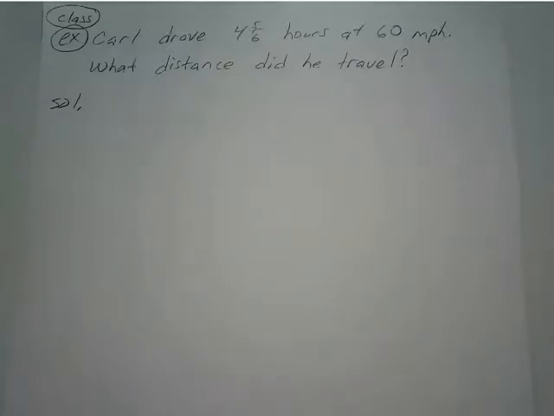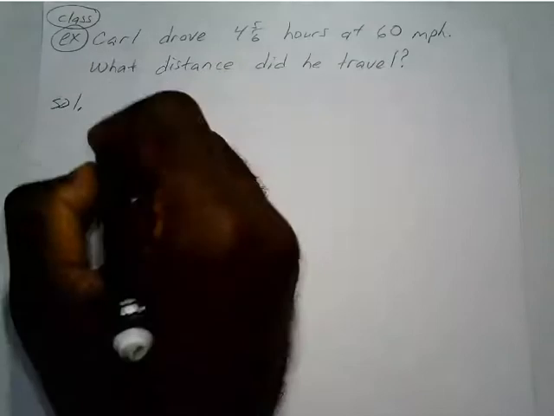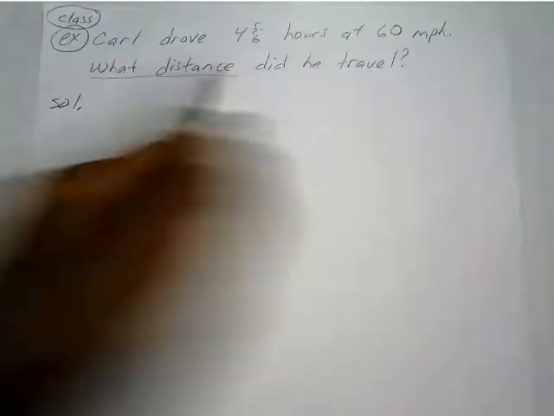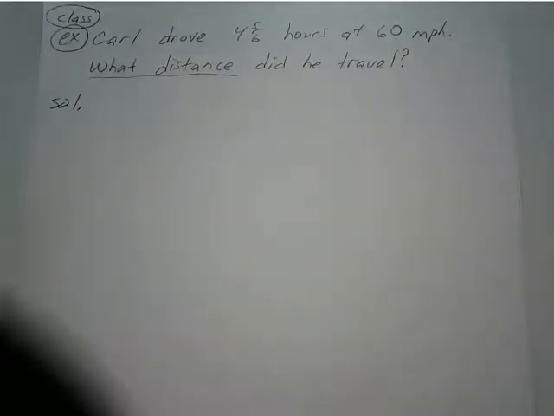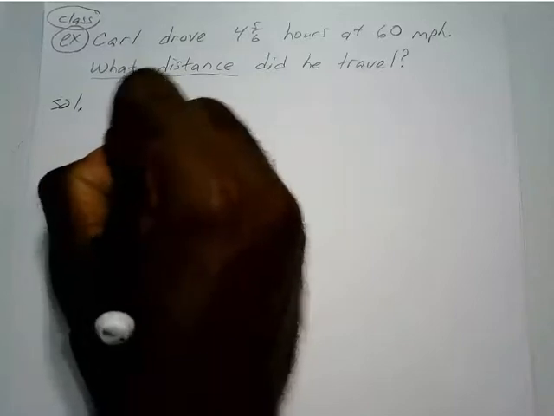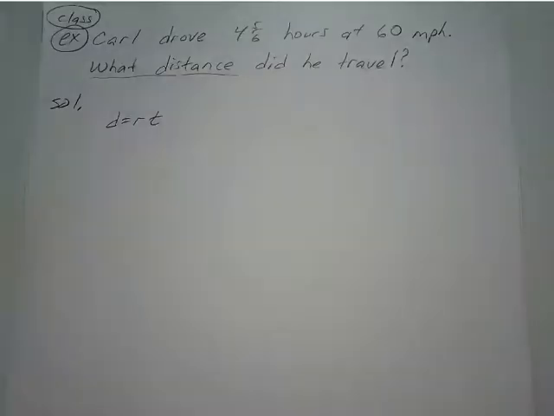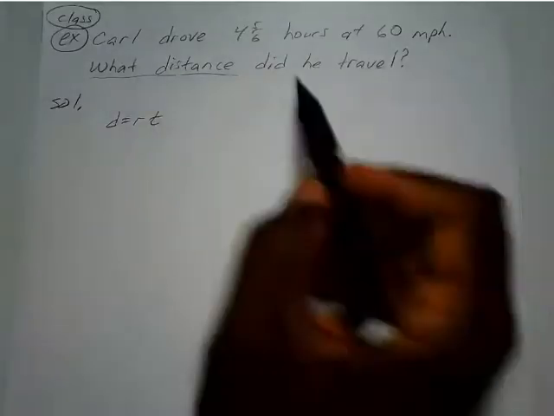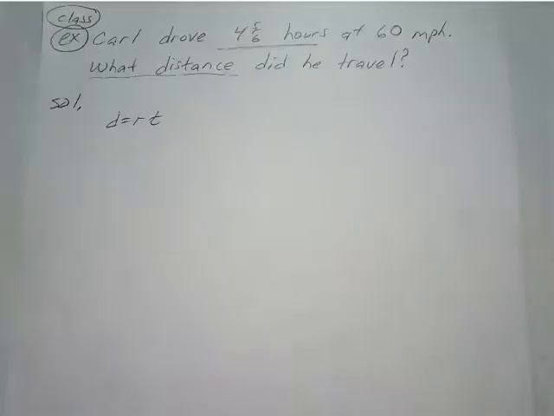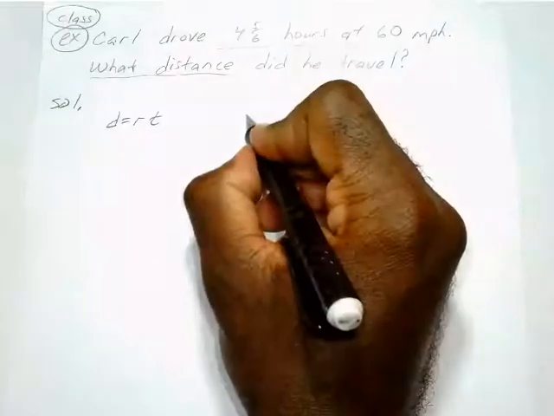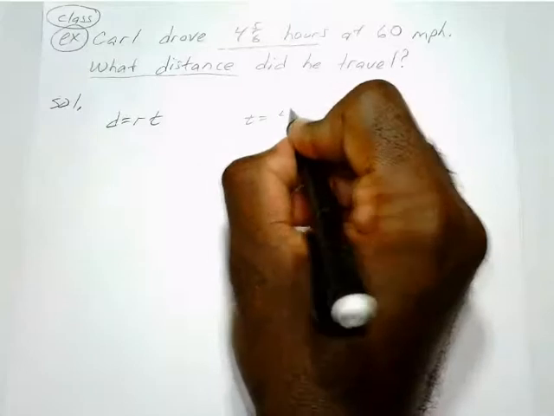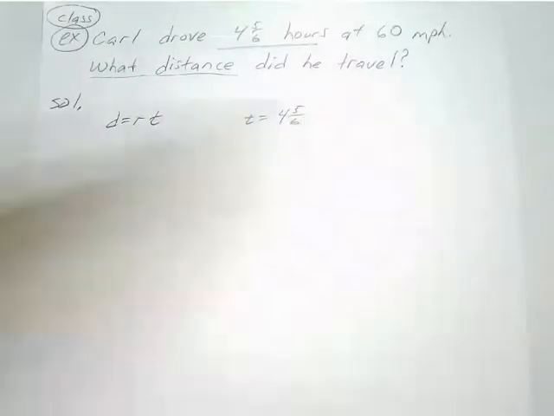Alright, so I'm assuming you have pressed pause and you've worked this one out. When they say what distance, it means we're solving for distance. So distance equals rate times time. We can see here that our time is 4 and 5/6 hours.